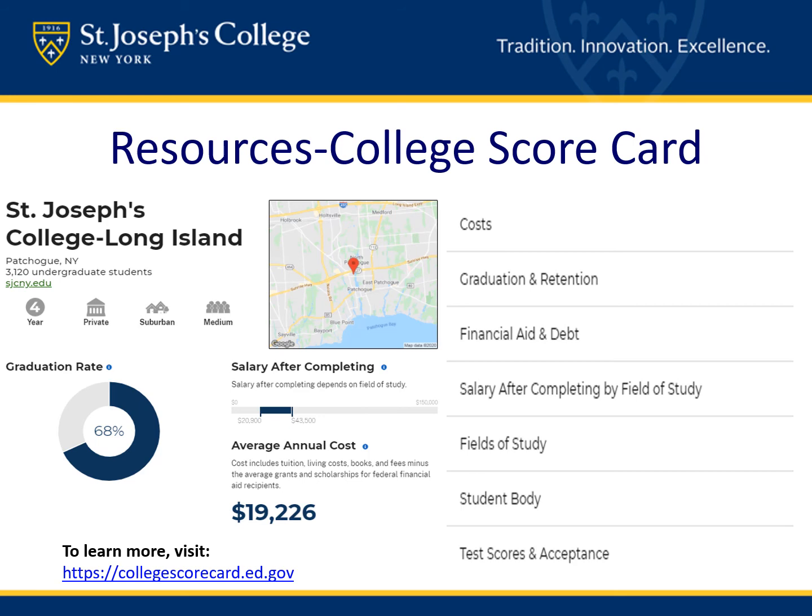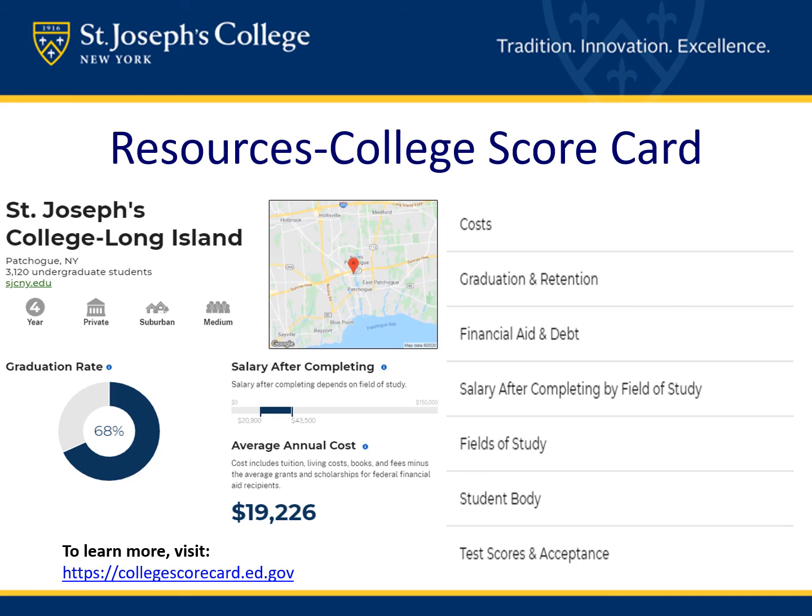And the section you see on the right with the costs and the graduation and retention rates will actually be on the bottom when you go on the website, but all that information will be there. So what you can find out by visiting the College Scorecard is the graduation rate of the institution, which is an important thing to know.